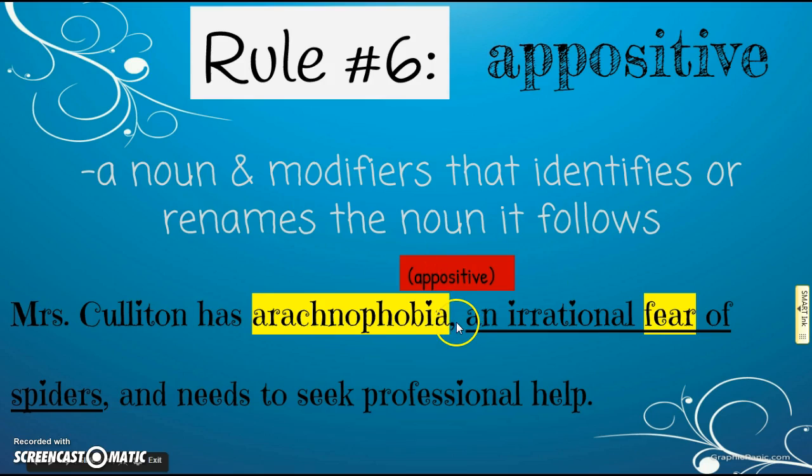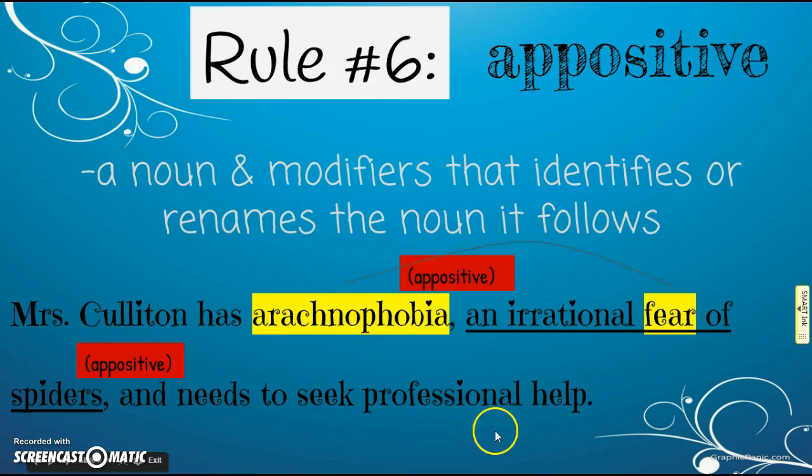When you start the appositive phrase, you put a comma, and so my proof is here, but I see another comma over here, and really the reasoning is the same. It's the ending of the appositive. Just like prepositional phrases and dependent clauses and infinitives, we can take them out of the sentence and read it. Mrs. Culleton has arachnophobia and needs to seek professional help. But if you didn't know what arachnophobia was, or maybe you just wanted to add some variety to your writing, an appositive is a great way to do that.